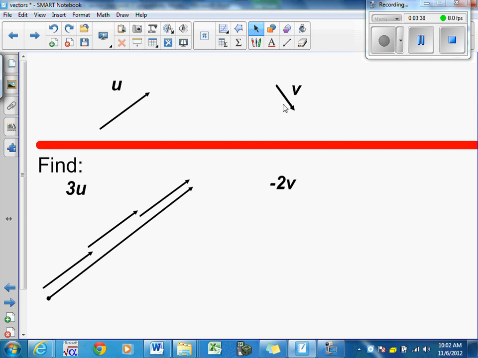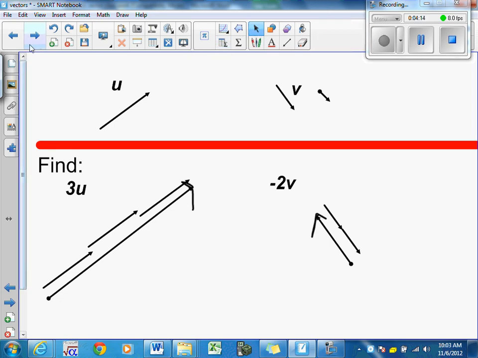If I had negative 2v, well, it's 2 v's going in the same direction, but because it's negative, its vector would actually be going in the opposite direction. I don't know if you can see those on your notes, but this vector, there's an arrow here, so it's going that way. This vector, there's an arrow here, so it's going that way. So the negative changes direction. So that's how we can write vectors.